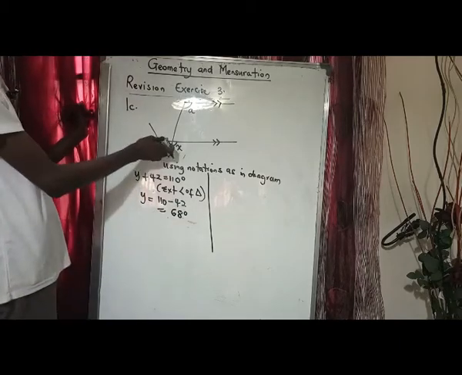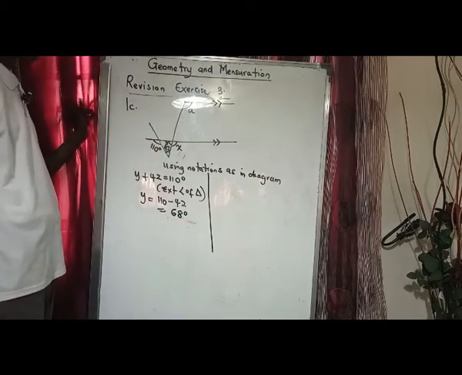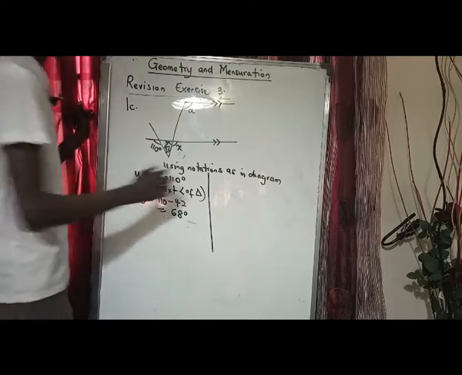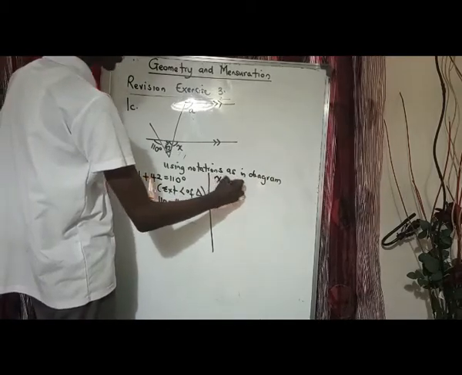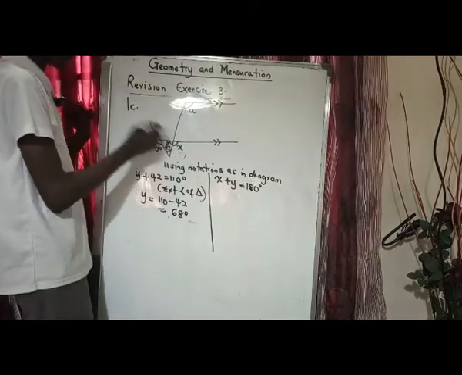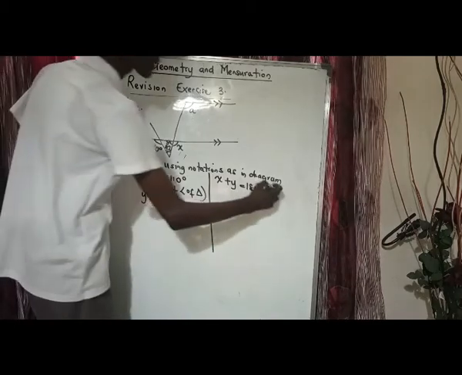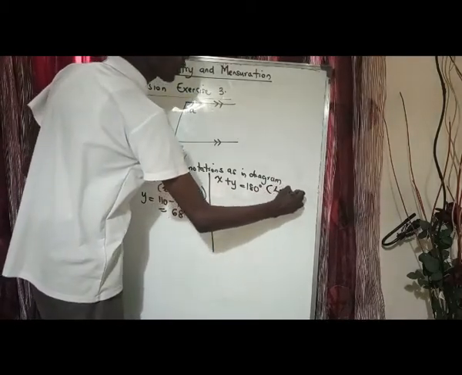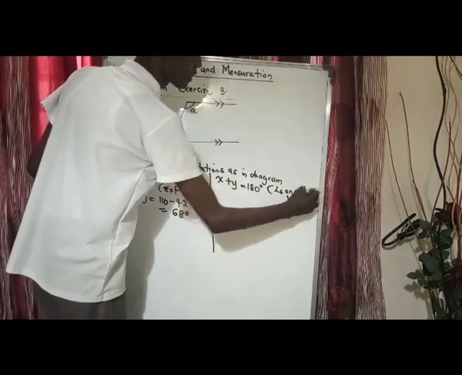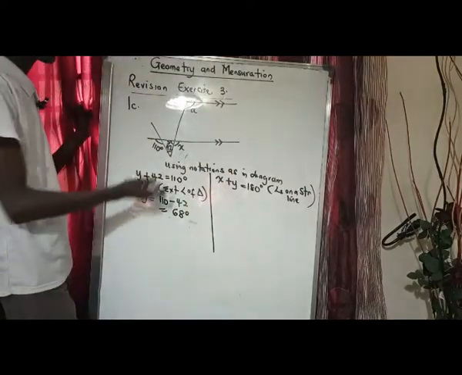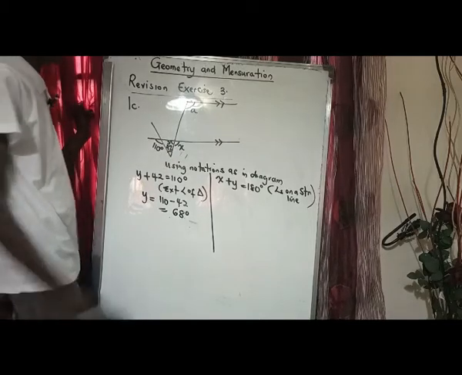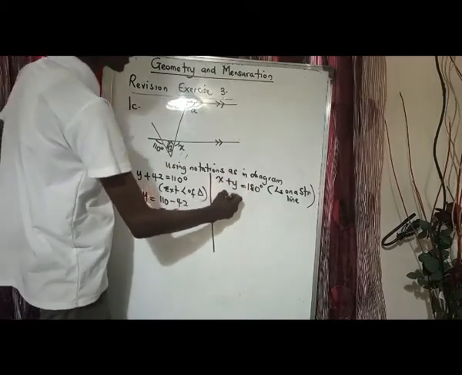So that's taking care of Y. Now, since I've gotten Y, I can get X. You discover that X plus Y will be equal to 180 degrees. Why is that? Angles on a straight line. The angles on a straight line will give me that X plus Y is equal to 180 degrees.